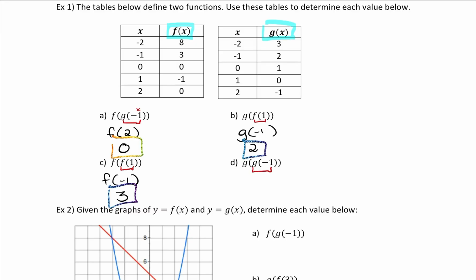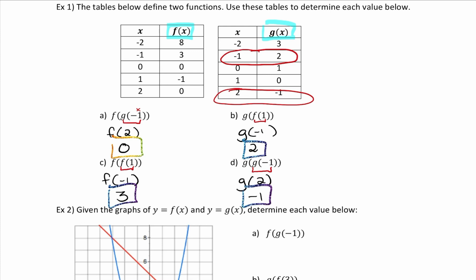g of negative 1 means we're looking at our g of x graph. This is going to now change the question to g of 2 because we've solved our inner function. We're staying on the same table of values, but now we're looking for a different x value, and we end up with an answer of negative 1.